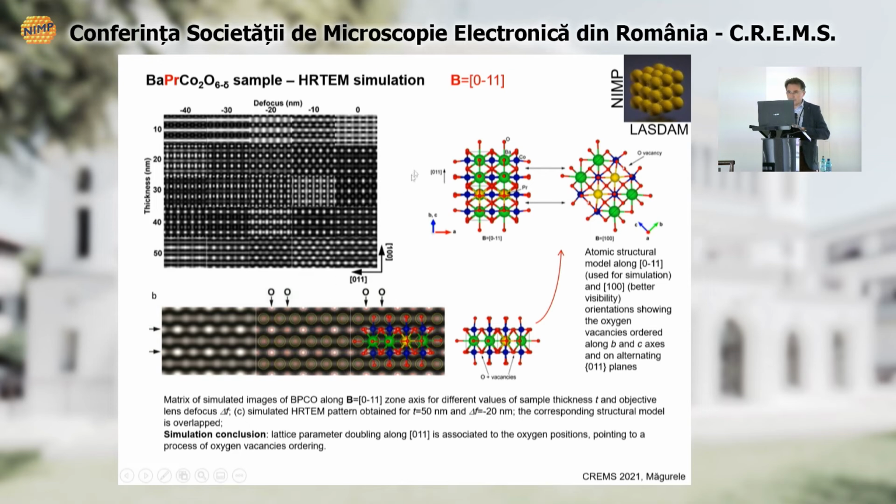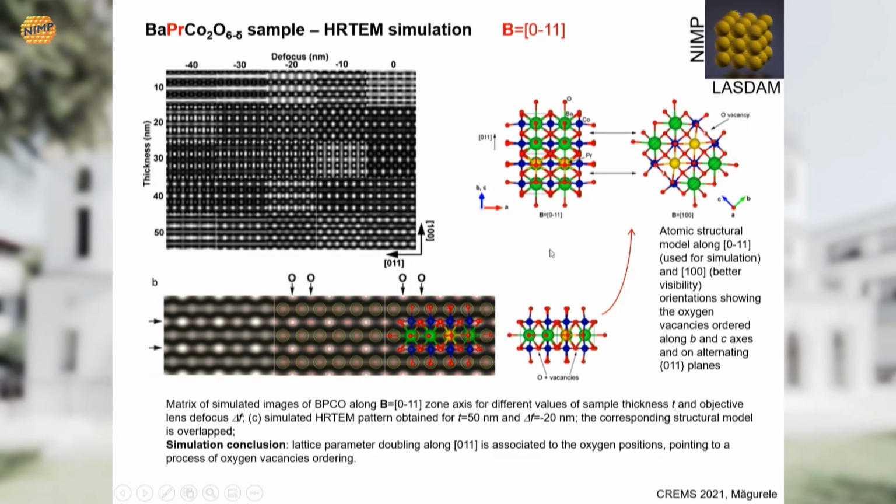What about the other zone axis, O-11? Again, a series of simulated images, and I extracted here the image simulated for a thickness of 50 nanometers and a defocus of -20 nanometers. These images have been obtained for a structure where we included also some oxygen vacancies, ordered in the AB plane along the B direction.